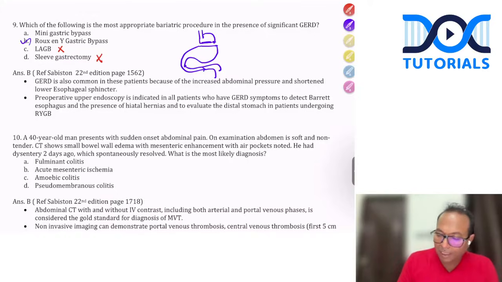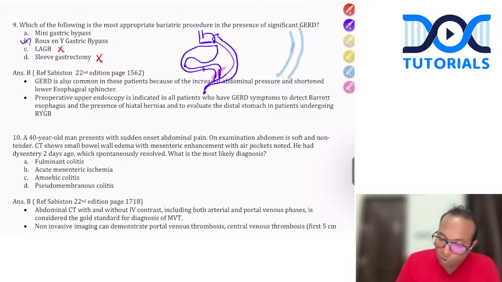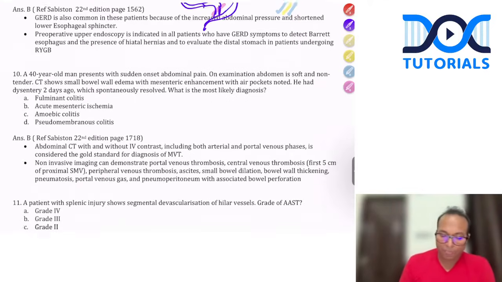We are going to completely divert the connection and bring a Roux limb like this. Therefore, the acid reflux is reduced. So for a patient with significant GERD, go for Roux-en-Y gastric bypass as the treatment of choice. Obesity plus GERD, the best surgery is Roux-en-Y gastric bypass. You should never do sleeve gastrectomy. If you do sleeve gastrectomy, there will be more acid refluxing into the esophagus. Don't do sleeve gastrectomy.